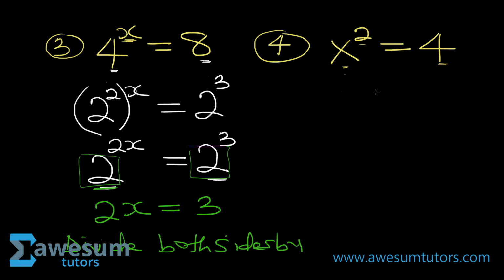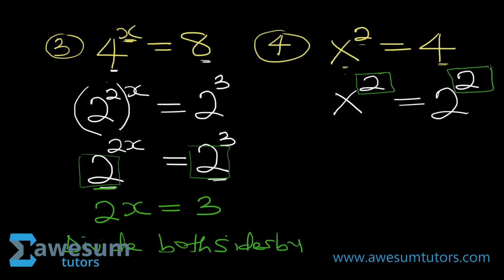If you take a look at this, 4 can be taken as 2 raised to the power of 2. You will agree with me that 4 is 2 raised to the power of 2. And then you also have x squared right here. Now if you take note, you will realize that the powers are the same, 2 and 2. Because the powers are the same, what you need to do is to equate the bases. x equals to 2. That is your final answer.